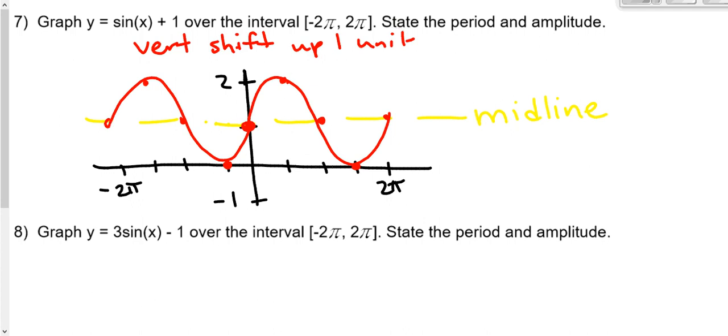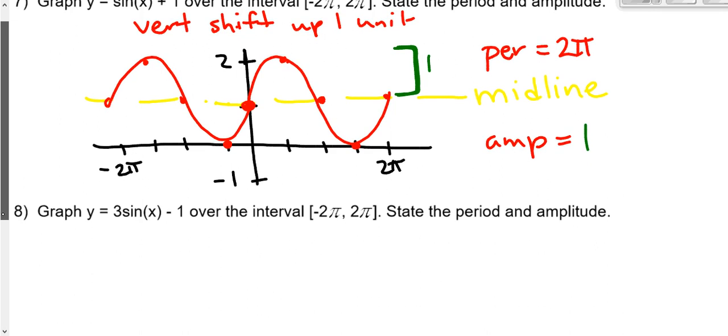What's the period? Did shifting it up change the width at all? No, it did not. So the period is still 2 pi. What's the amplitude? Did shifting it up change the difference between the middle height and the top height? No, that is still 1 unit. So the amplitude is still 1.